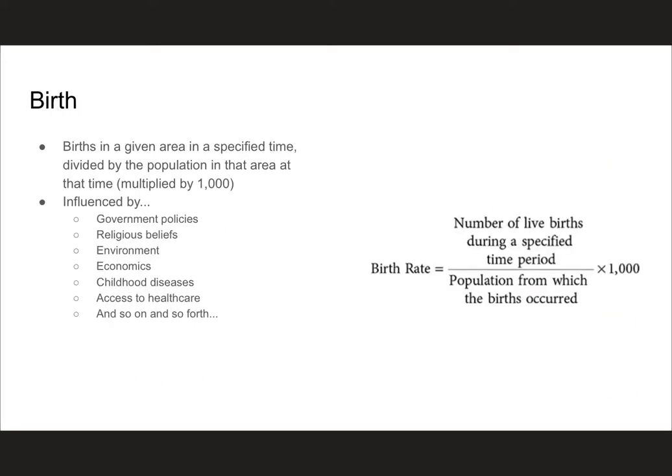So, how do we measure birth? The main thing that we use to measure birth is birth rate, which is the number of live births during a specified time period, usually 1 year, divided by the population from which the births occurred, multiplied times 1,000, right? Birth rate is influenced by government policies.